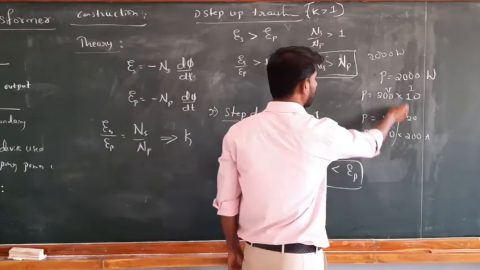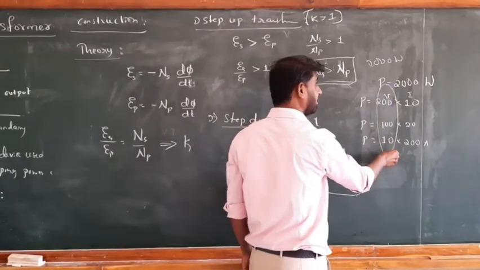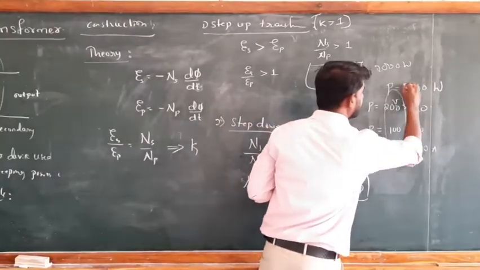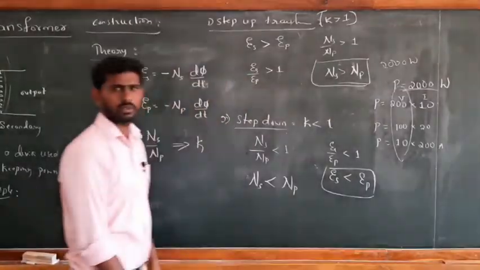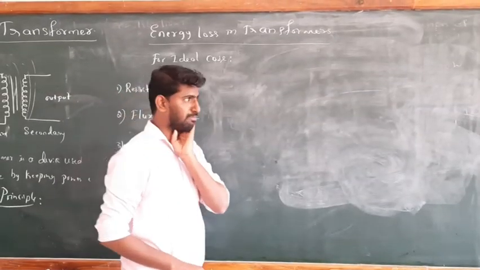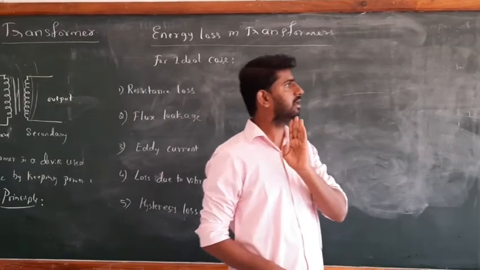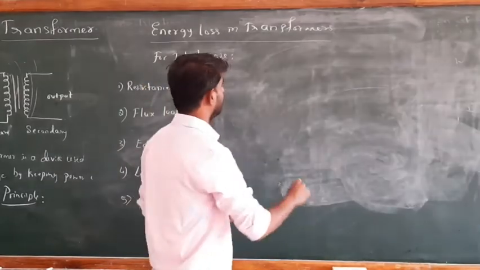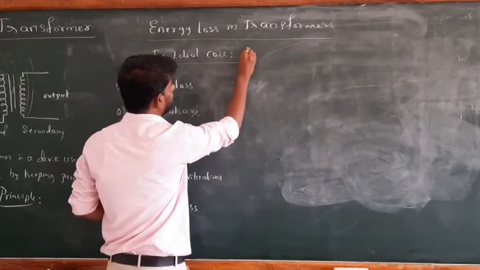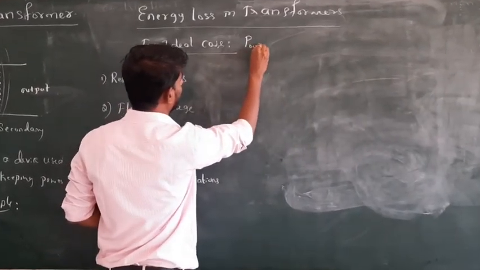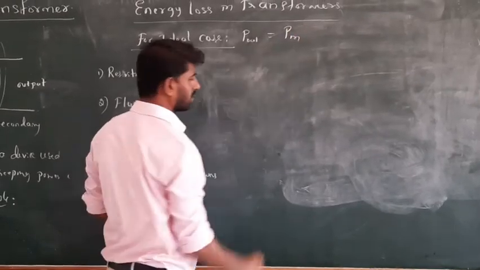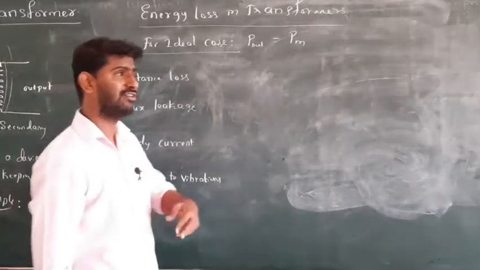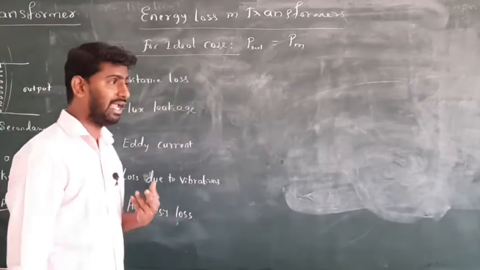It means if you want to decrease or increase the voltage, we are using the transformer by keeping its power the same. As I explained, the transformer decreases the voltage or increases the voltage by keeping the power constant. So in the ideal case the output power is equal to the input power, but in fact it doesn't happen. There will be a loss of power in the transformer.